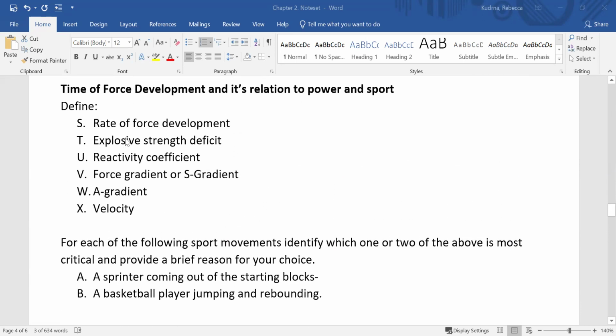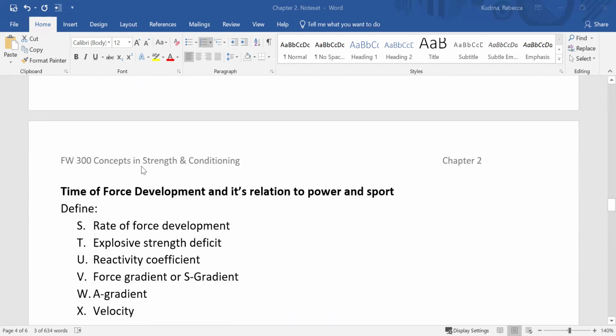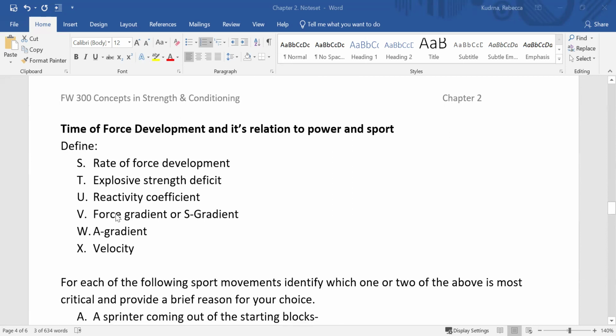Same thing happens with jumping. If you are really good at jumping, you get off the ground faster, but that is a hindrance because the faster you move, the less force you can develop, unless we train rate of force development. And so here we go back to our concepts of rate of force development, and we looked at all of these, and I want you to explain the reactivity coefficient, the force gradient or S gradient, the A gradient, and velocity. These are additional forms of calculations that can be used to describe rate of force development or its related concepts.